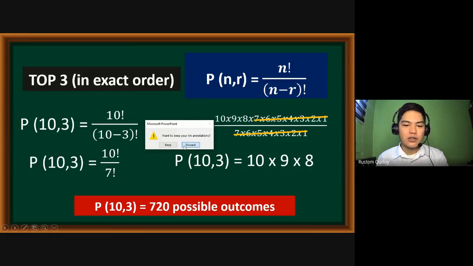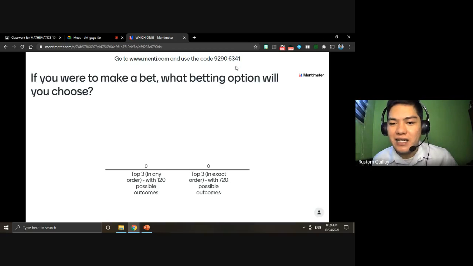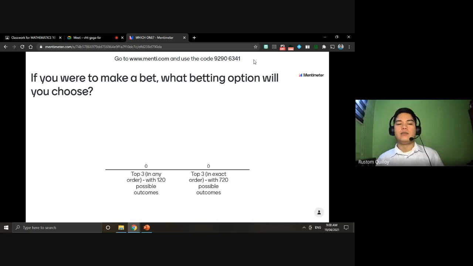So I have a question. Go to Mentimeter, the Mentimeter app. Our code is 9290-6341. Answer later when I say go. Go to the Mentimeter app. So if you were to make a bet, what betting option will you choose?